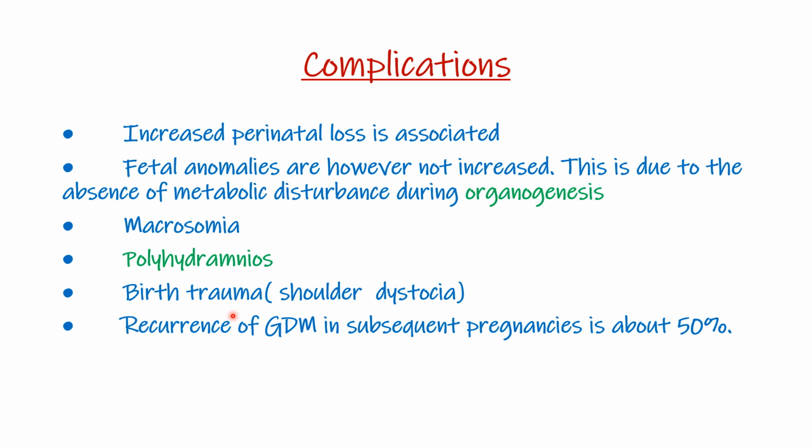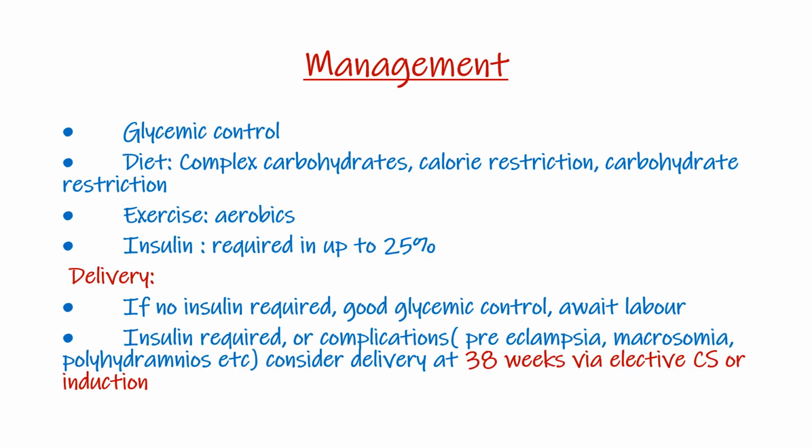So the head will come out, but will have difficulty removing the shoulder out of the mother's perineum. Recurrence of gestational diabetes in a subsequent pregnancy is about 50%. Remember, we said one of the risk factors is if the mother had previous gestational diabetes. So for management, we have two goals. The first goal of management is glycemic control. The second goal of management is delivery, to ensure delivery.